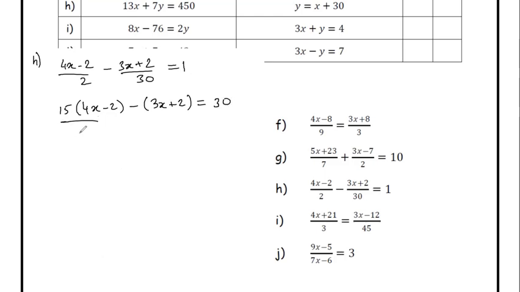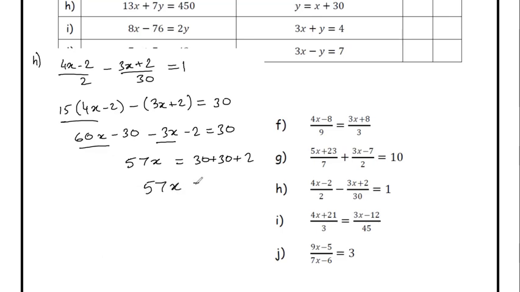So that is 60x minus 30, 15 4 is 60, yeah. And then minus 3x and minus 2, which is equal to 30. Right. So 60x and minus 3x is 57x. And then you got 30 plus 30 plus 2. So 57x is equal to 62. X is equal to 62 over 57.